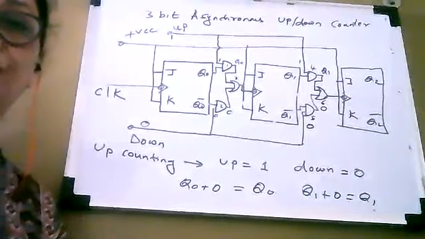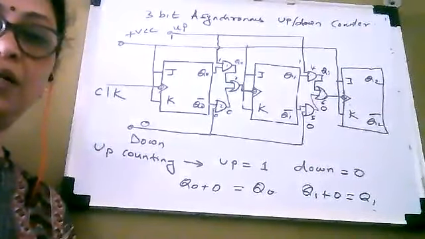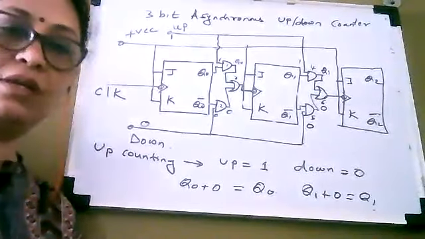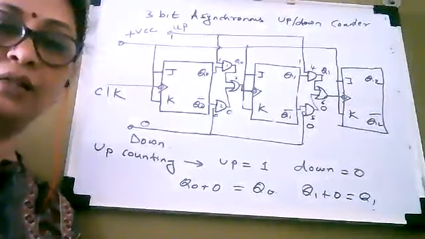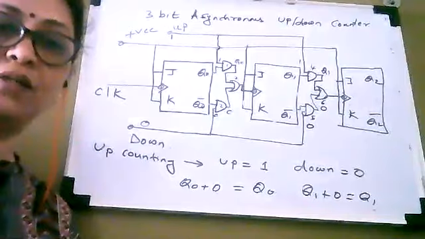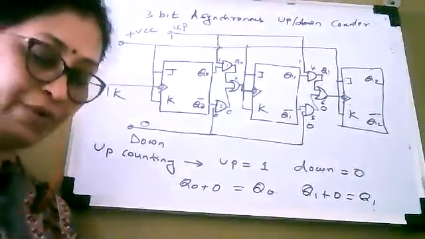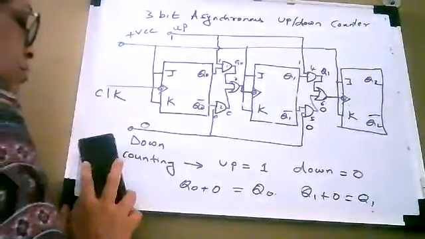So these connections are the connections of an up counter, and therefore when up is equal to 1 and down is equal to 0, the counter is working as an up counter. In this way the counter is working as an up counter. Now let us see when the counter will work as a down counter.